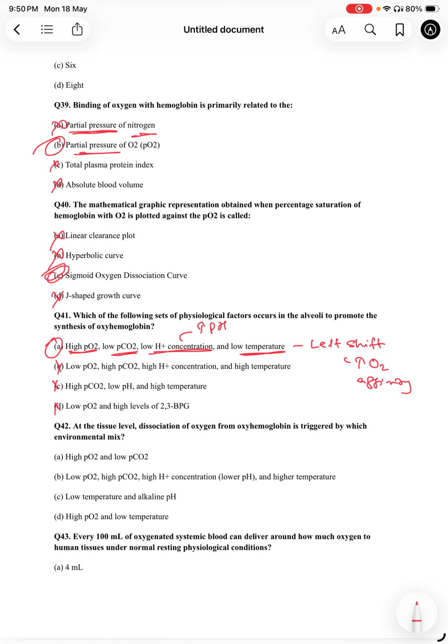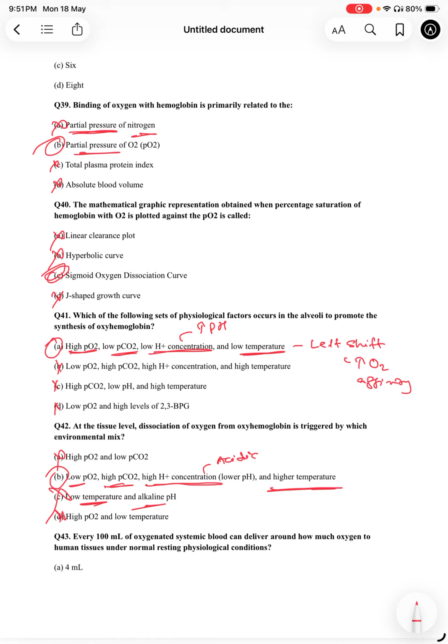So if there is a dissociation from oxygen, we need to look at low PO2, correct? Low, so high cancel, so low PO2. We can take low temperature, low alkaline. Yes. Why? No. It is for synthesis, correct? So low PO2, high PCO2, high concentration, which is acidic, okay, and higher temperature.